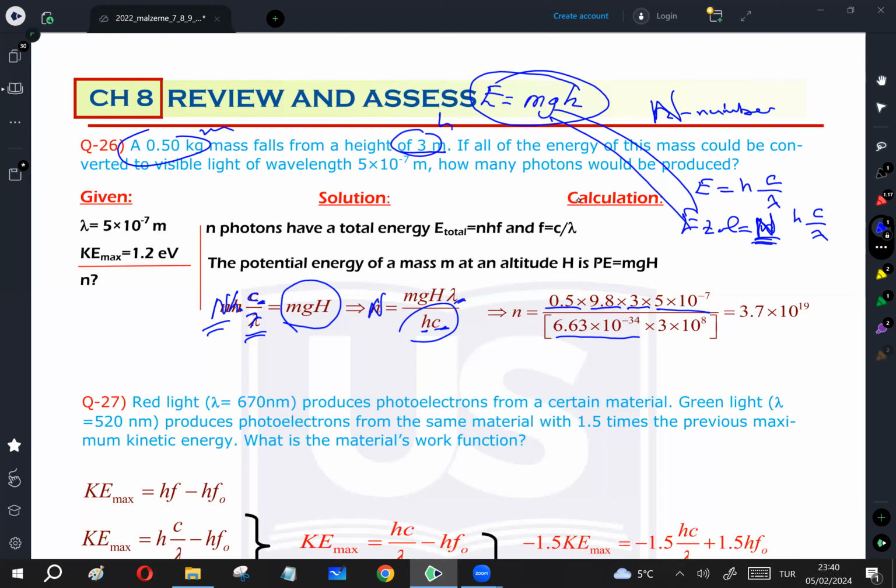This is h, but this h is the Planck constant. C is the speed of light. And you are going to find how many photons are emitted from this object.